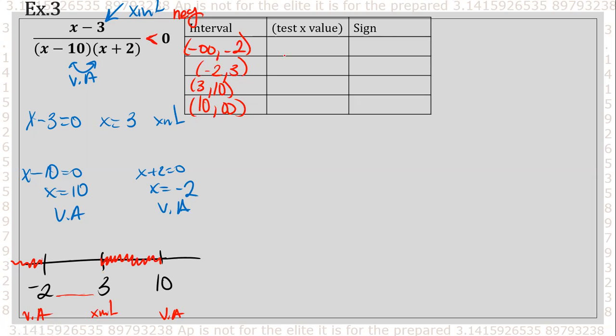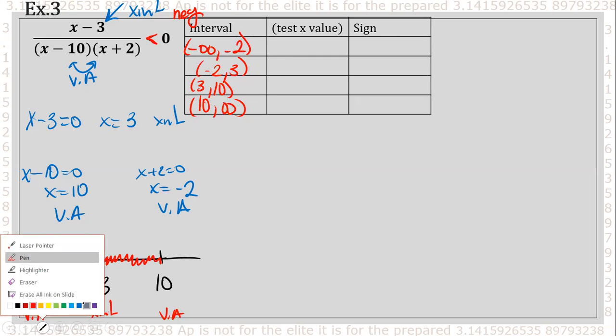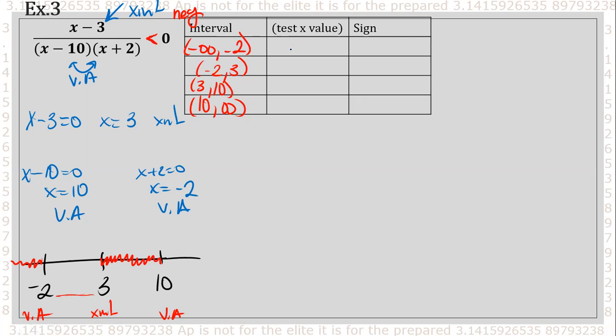And we can pick test values right here. Let's go ahead and do a number between negative infinity and negative 2. I'm gonna go with negative 10. A number between negative 2 and 3, that's 0. A number from 3 to 10, I'll go with 5. And from 10 to infinity, I'll go with 100. And all you have to do is test this out.